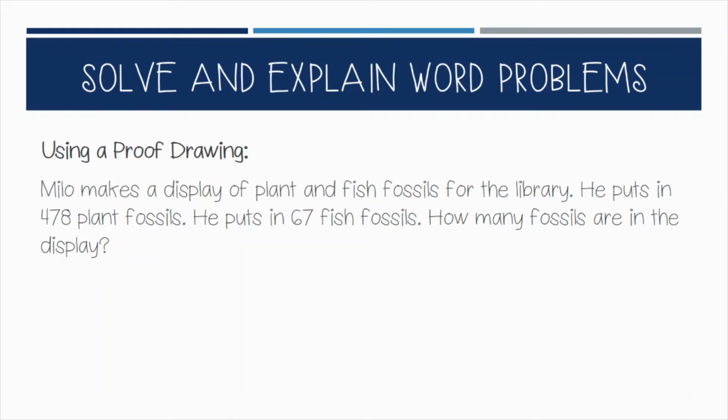Good job learning your learning target for today. Now let's learn how to solve and explain word problems. So for this first problem, we're going to be using a proof drawing. Let's look at the problem first to figure out what we need to solve. Milo makes a display of plant and fish fossils for the library. He puts in 478 plant fossils. He puts in 67 fish fossils. How many fossils are in the display?